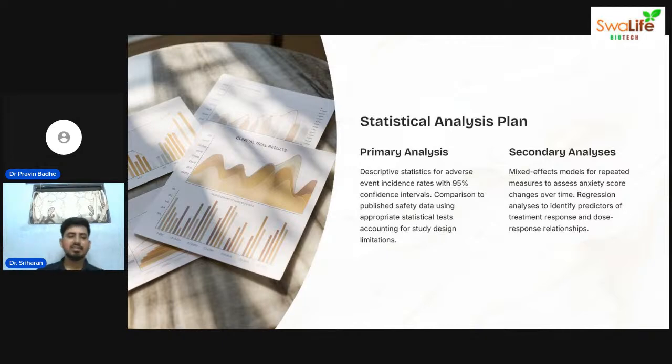And in regression analysis, we are analyzing the response of patients. For example, how the response is in younger patients and how it is in older patients. Likewise, regression analysis takes place. This regression analysis also identifies the dose relationship between the dose and the patient characteristics.